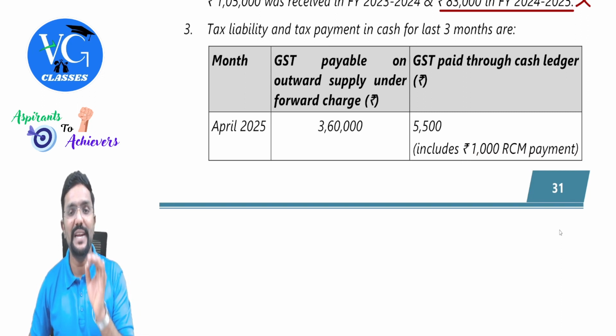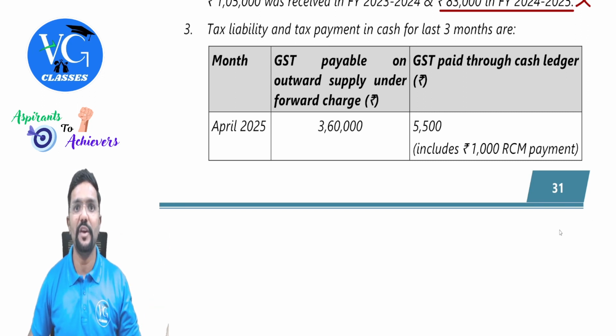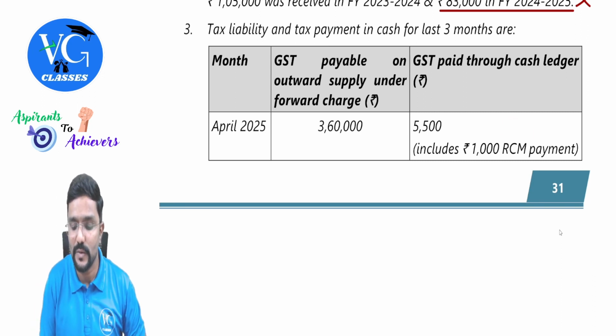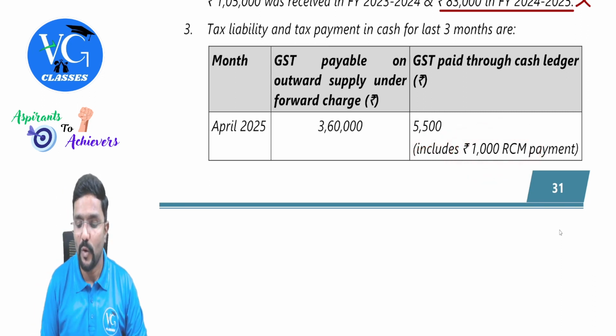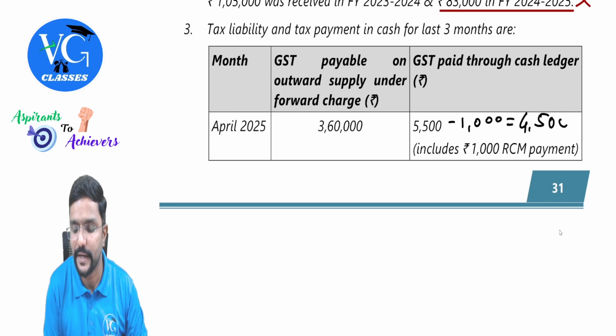And we are checking cumulatively 1%. That is, sir, how much is paid through cash ledger till the end of the preceding month? We need to take only with respect to output tax. And here 1,000 is RCM. So I need to deduct it. I need to deduct 1,000 and take only 4,500.